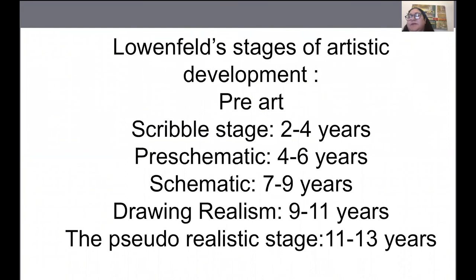In the schematic stage, which is 7 to 9 years, you'll start to see more of a schema, more of an actual concept of what's going on in the picture. There's usually a ground line, a skyline, and other aspects of the picture that make it more realistic. And then drawing realism, when they start to notice more details about everything. And then the pseudo-realistic stage, which is 11 to 13 years, when they really start to get focused on the different details of all the pictures. Now, again, not all kids get past drawing realism because not everybody has an interest in art. So after a certain point, sometimes it just ends there.